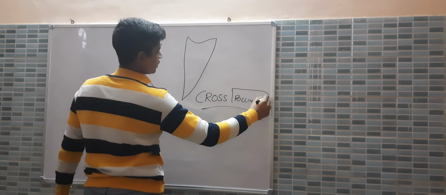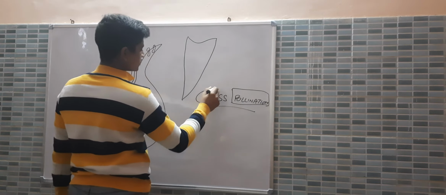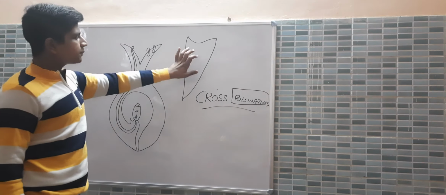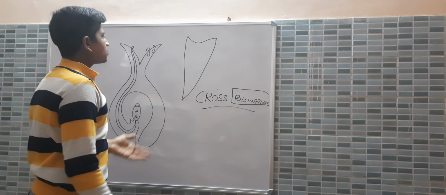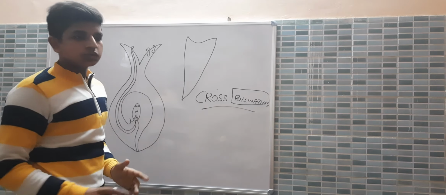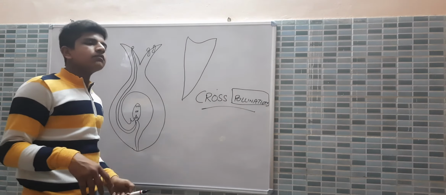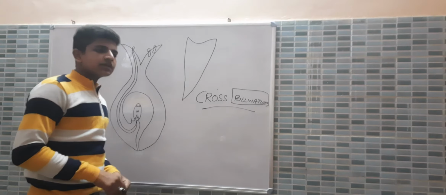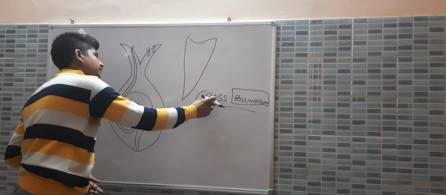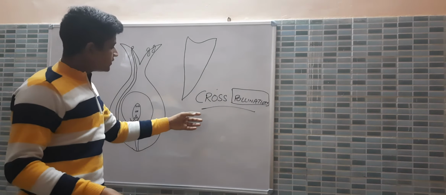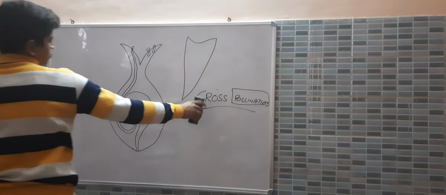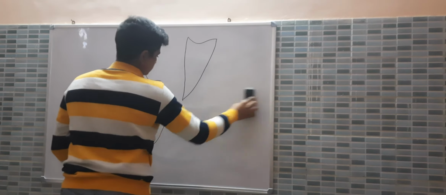We all know what pollination is, but we do not know what cross pollination is or how it occurs. When an insect sits on the petal of a flower, the pollen grains stick to its wing, and whenever that same insect sits on another flower, the pollen grains are left over on the other flower. This method is generally called cross pollination. So there are two types of pollination: cross pollination and self pollination.